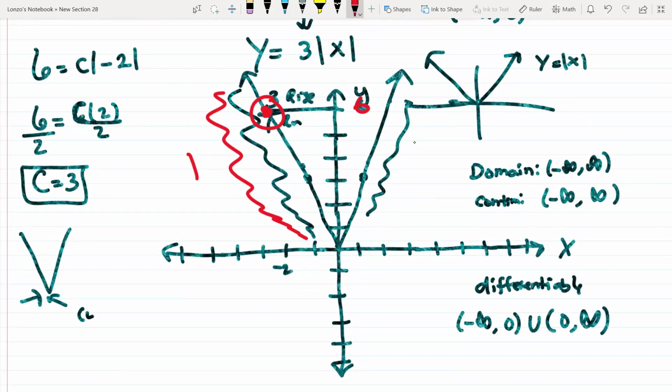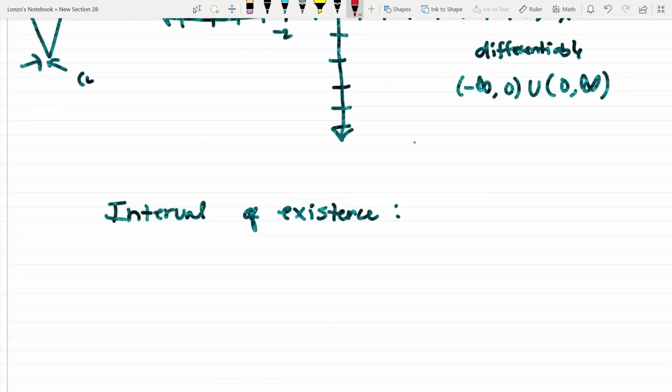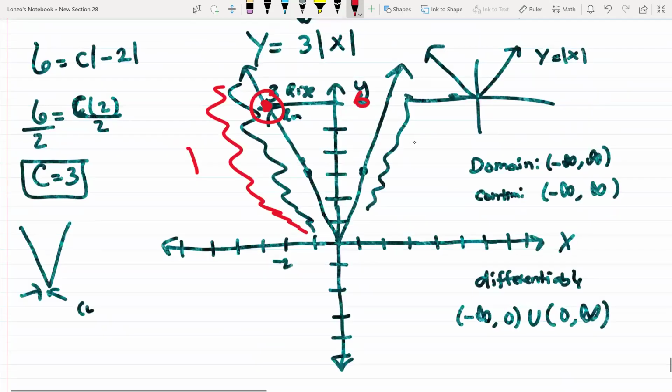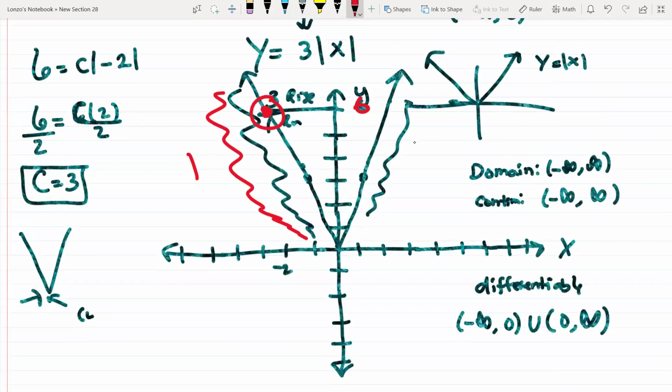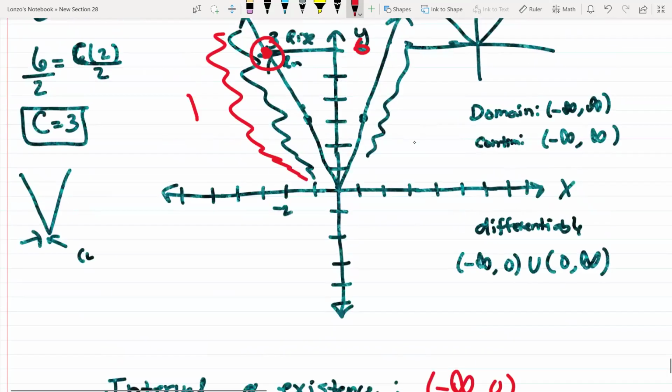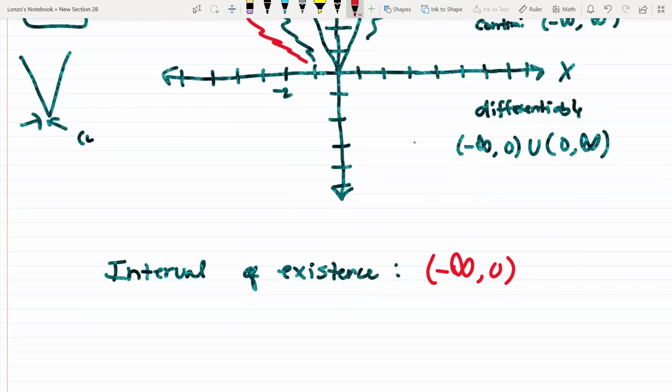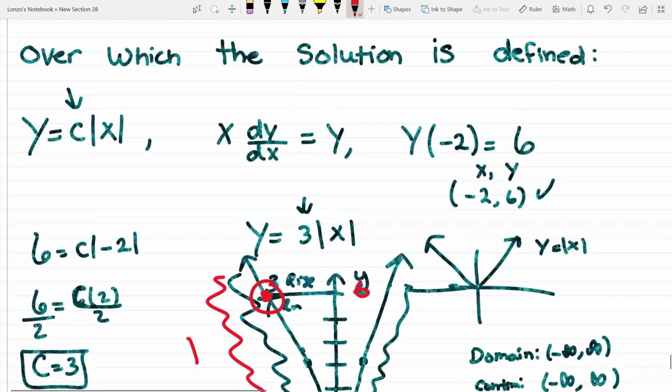In region 1, it would be expressed as an interval as negative infinity to 0. And we don't include 0 because of this cusp. That's why I use a parenthesis. Good. So this would be our largest interval of existence for this initial value problem. And that's it. I'm going to stop here.